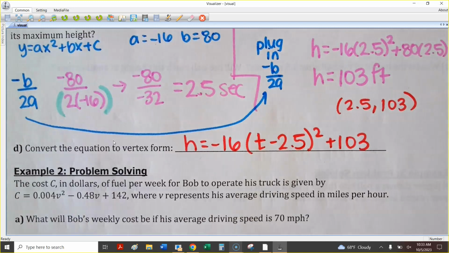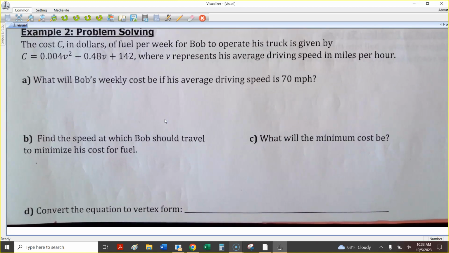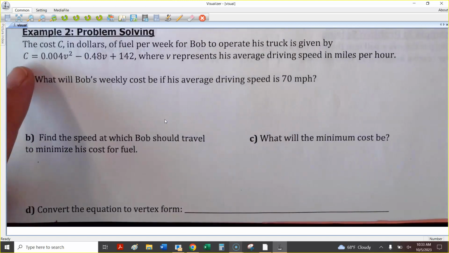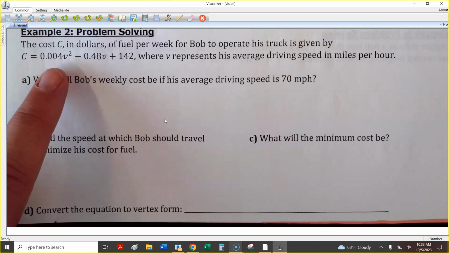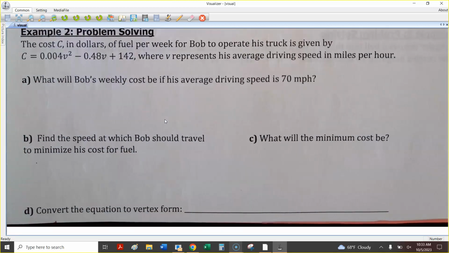All right, you're definitely going to want a calculator for this one. So this one has some weird coefficients here. It says the cost C in dollars of fuel per week for Bob to operate his truck is given by this formula. So we've got C is for the cost, 0.004 V squared minus 0.48 V plus 142. V represents the average driving speed. I think they used V for the velocity of the truck, if that makes sense, and that's going to be in miles per hour.